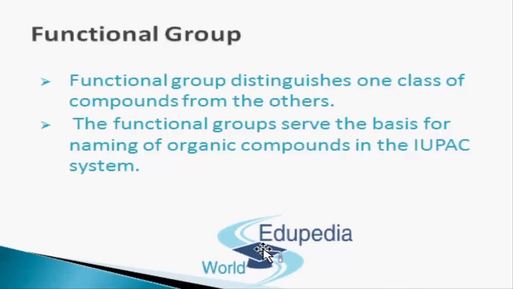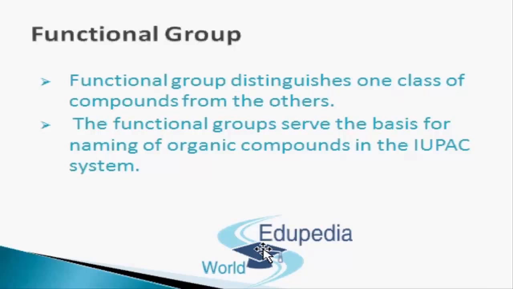A functional group distinguishes one class of compounds from the others. The chemical properties of compounds having the same functional group are similar. In a chemical reaction of an organic compound, the organic radical of the compound remains unaffected and the functional group takes an active part in the reaction. It is more reactive than the remaining part of the molecule.